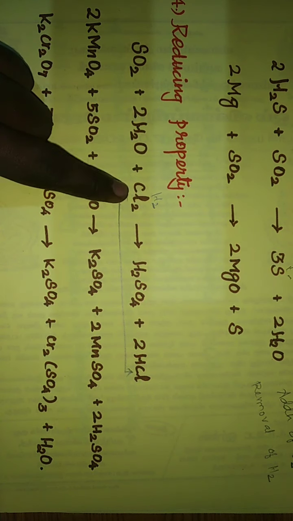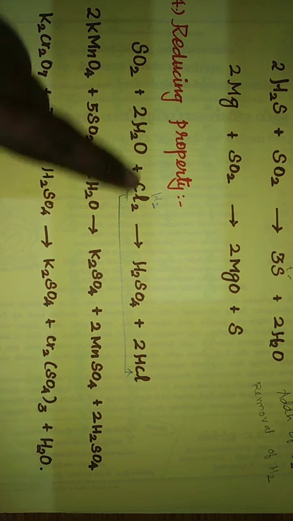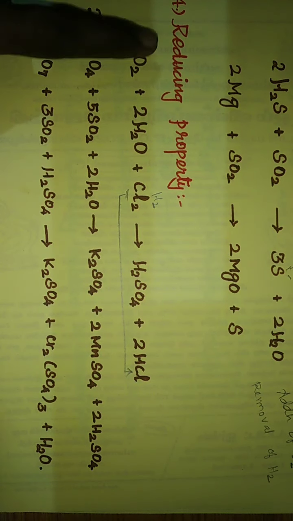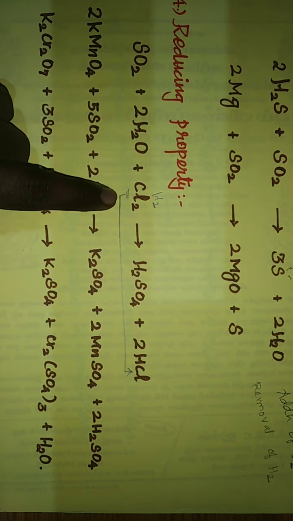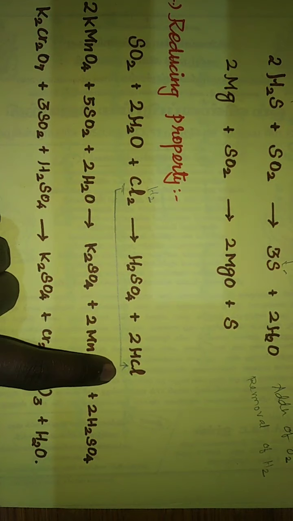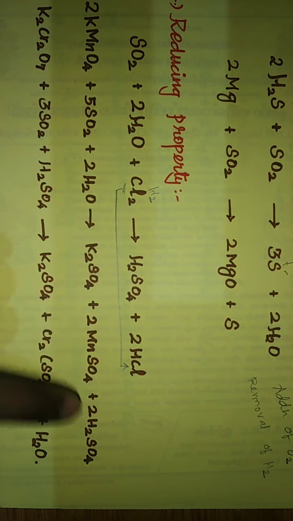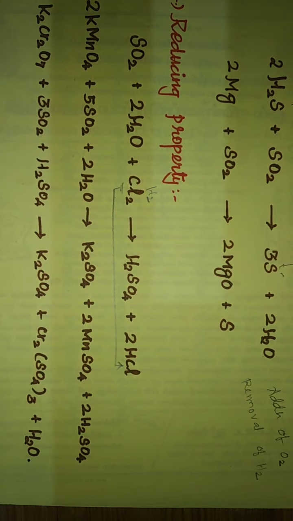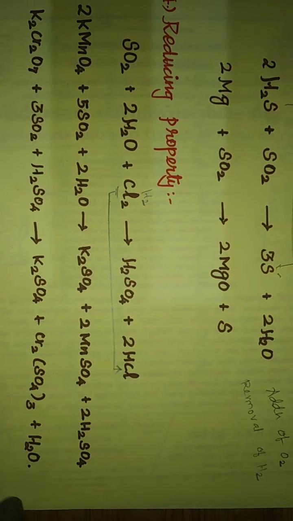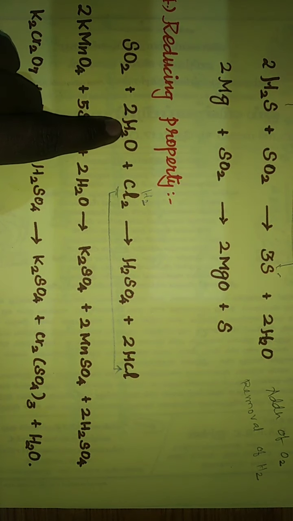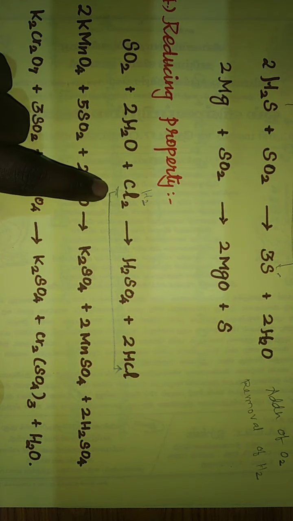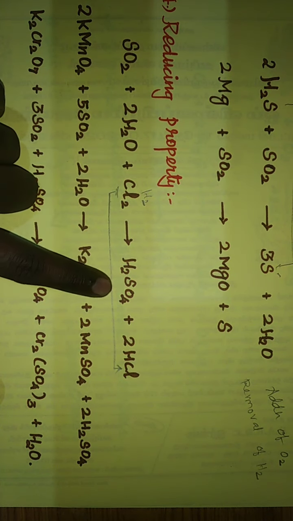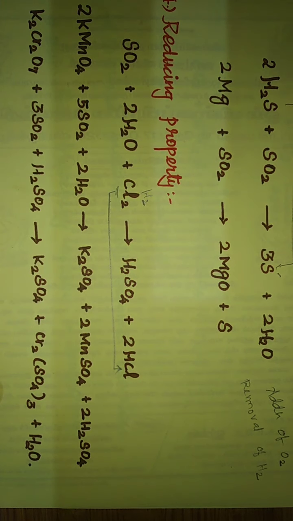So it is called a reduction process, and SO2 is helpful for this reduction, so it is called a reducing agent. So in this reaction, SO2 is a reducing agent. It reduces the Cl2 into hydrochloric acid. Sulfur dioxide gas reduces it. Here also a water molecule is added. Okay, so SO2 plus 2H2O plus Cl2 gives H2SO4 plus 2HCl.